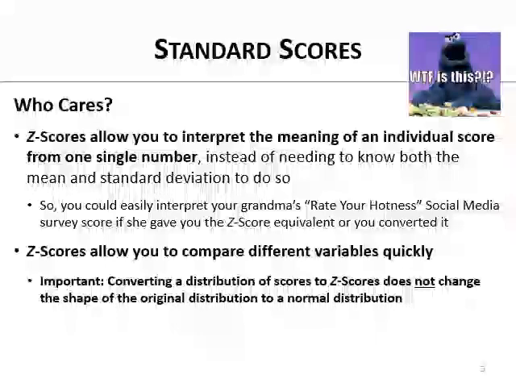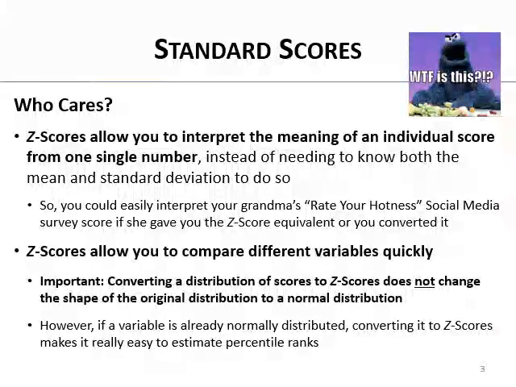But here's an important thing. Just because you take some variable and you convert it to z-scores, it doesn't change the shape of the distribution of that variable. So if it was normal from the get-go, intelligence scores, for example, you turn them to z-scores, it's still normal. If it was skewed, it's still skewed. It actually doesn't change the shape at all. However, if the scores are normally distributed and you convert them to z-scores, you can really easily do some interpretations, which we'll talk about, and that's what this whole lecture is.